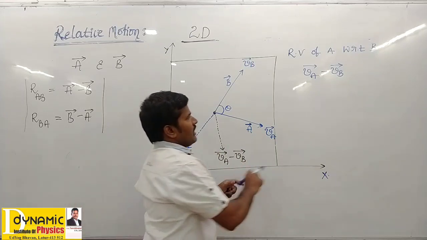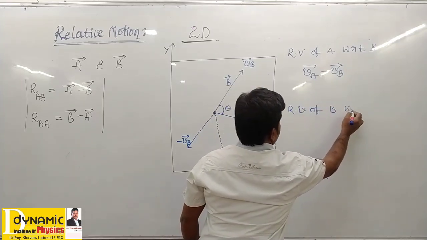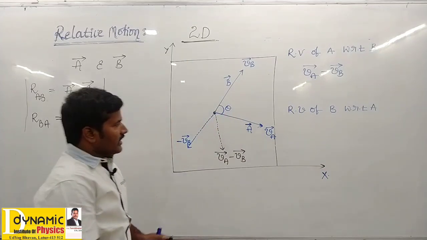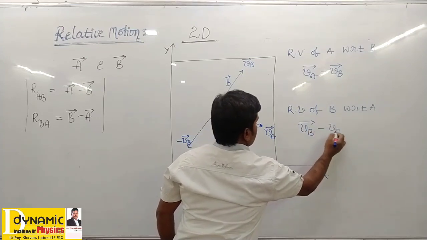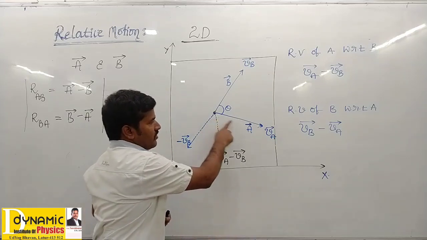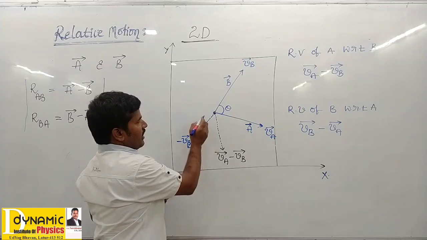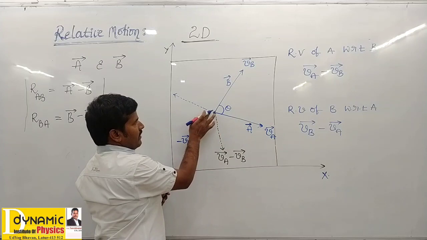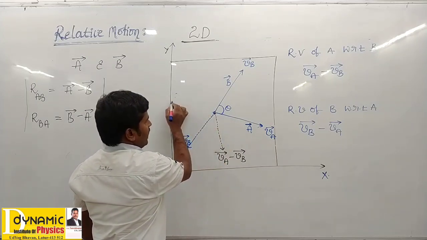Similarly, the relative velocity of B with respect to A is written as VB bar minus VA bar. What is the direction? This is VA bar, this is VB bar. But here we take minus VA bar. So this is VB bar and this is minus VA bar.